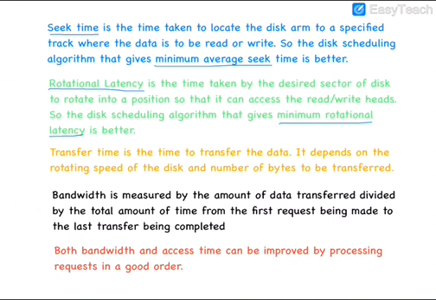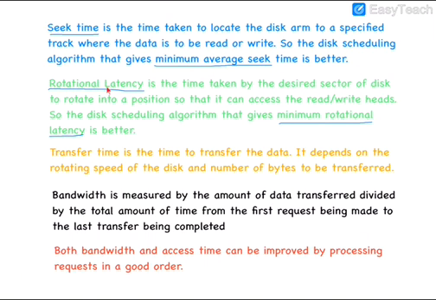Seek time is the time taken to locate the disk arm to a specified track where we need to read or write data. Whenever we are performing disk scheduling, the algorithm should provide us minimum average seek time. So the algorithm which provides minimum average seek time is the best disk scheduling algorithm.